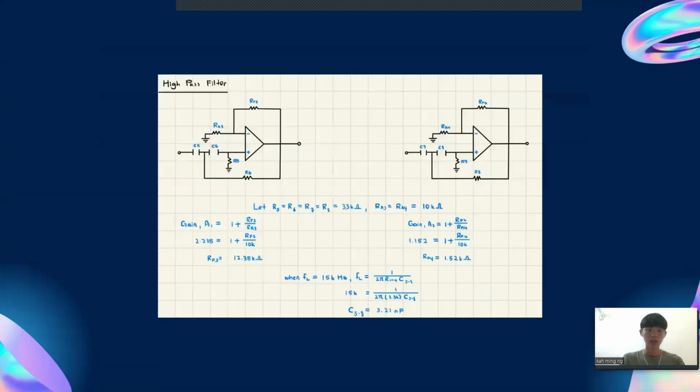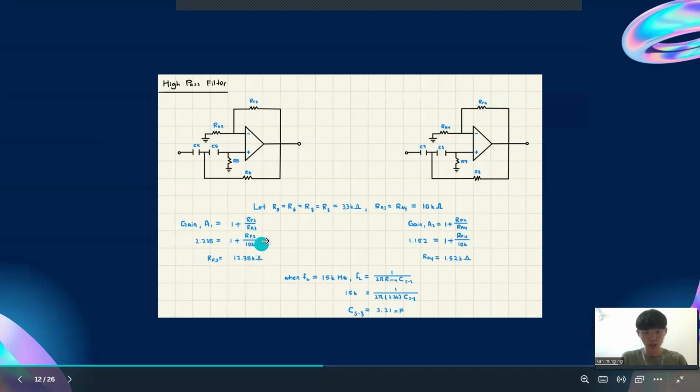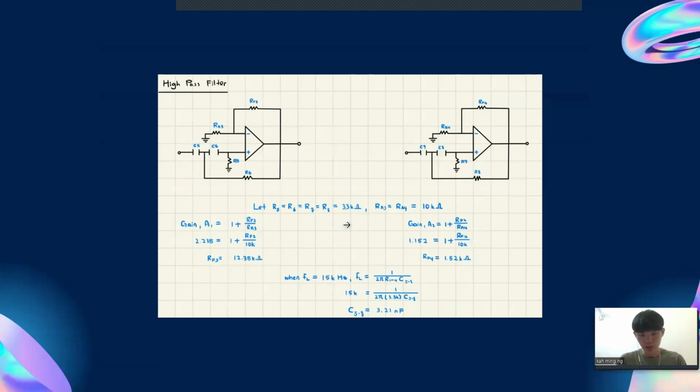Then for the high pass filter, we assume all the resistance have the same value, which is 3.3 kilo ohm, and the value of RA3 and RA4 is the same, which is 10 kilo ohm. Then we do the same steps as the low pass filter. We sub all the values into the formula, and we get the value of RF3 is equal to 12.35 kilo ohm, and the RF4 will be 1.52 kilo ohm. Then we also use the given high cutoff frequency value and sub it into the cutoff frequency formula, and we get the capacitance, which is 3.21 nanofarad, same as the low pass filter.